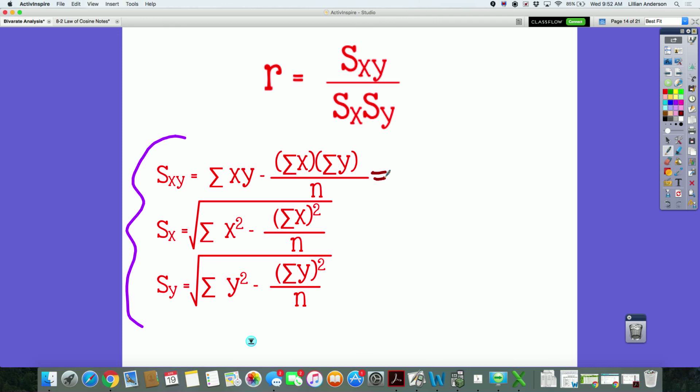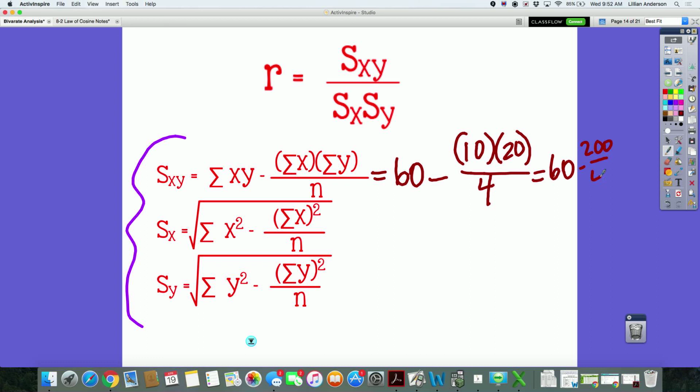What's the sum of x times y? 60. You're going to subtract from that the sum of your x's, which was 10, multiplied by the sum of your y's, 20, and you divide it by n, which is 4. So that is 60 minus 200 over 4, which is 10. So our numerator is 10. So far, so good?